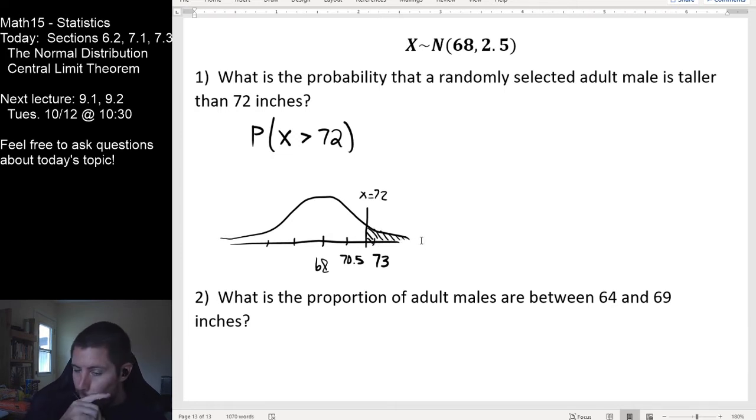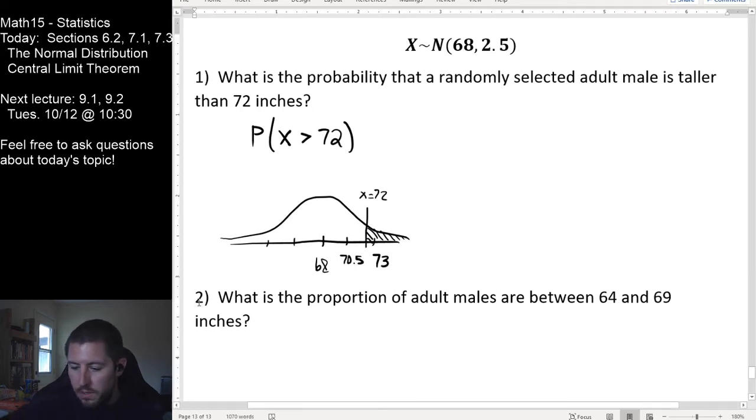All right. So our issue right now is that if we go to Excel and try to do this computation like we did before and tell it the X value of 72, it will tell us the area to the left. The default is always area to the left. We want the area to the right. So here's how we should be thinking about this.